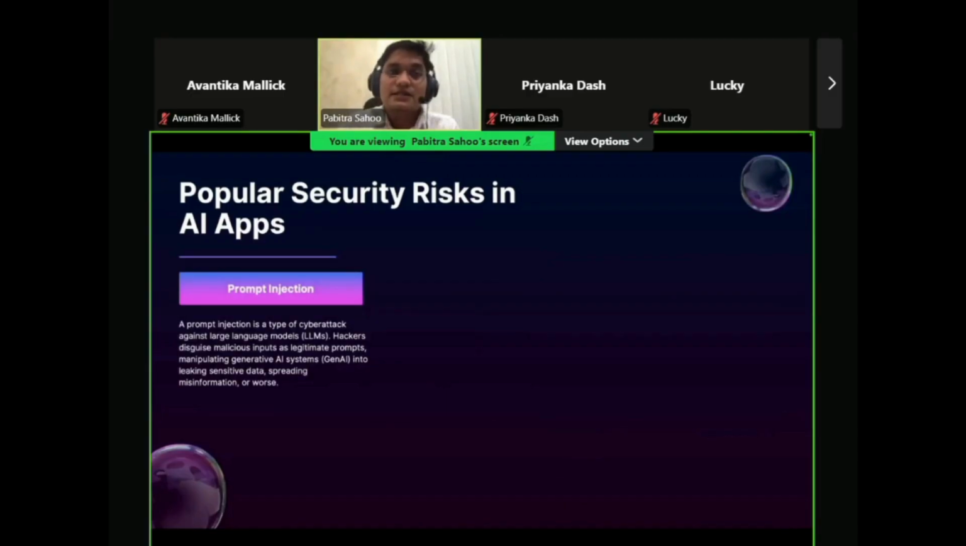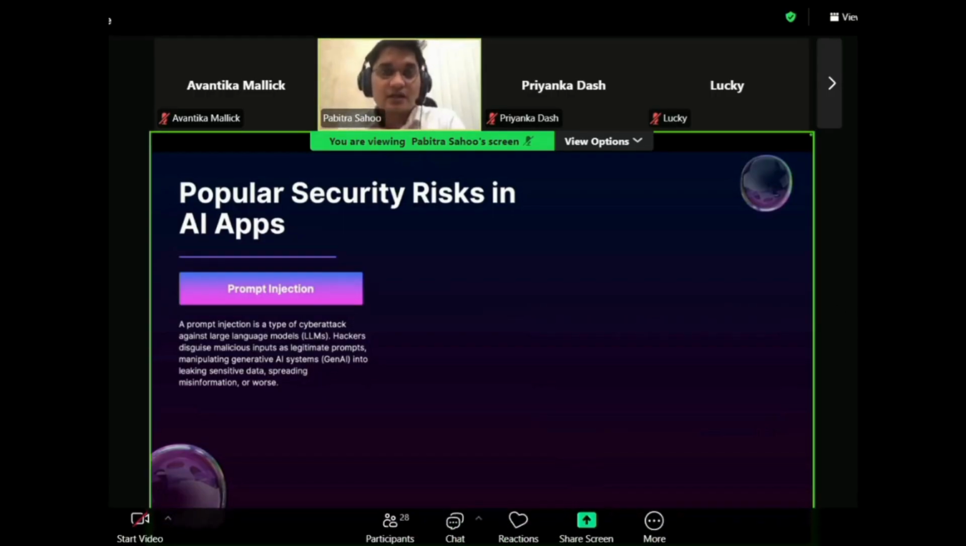A prompt injection is a type of cyber attack against an LLM where a hacker disguises malicious input as a legitimate prompt, manipulating the AI into leaking sensitive data, spreading misinformation, etc. I have demonstrated it in a graphical way so that you can have a thorough understanding of how prompt injection works.